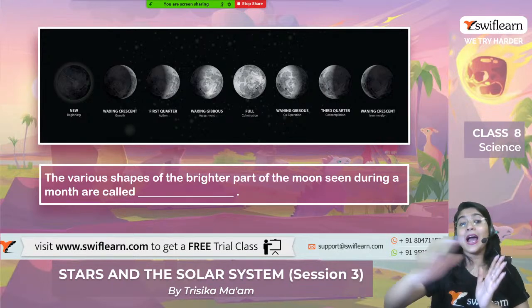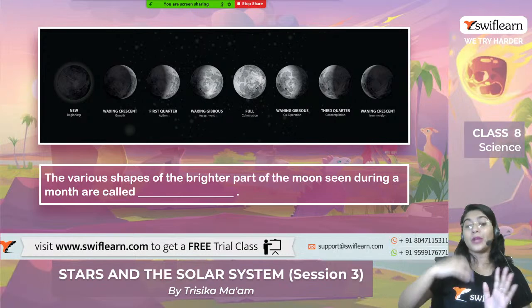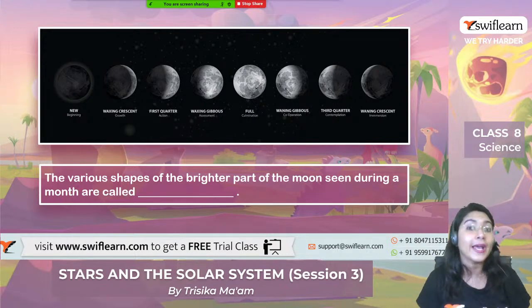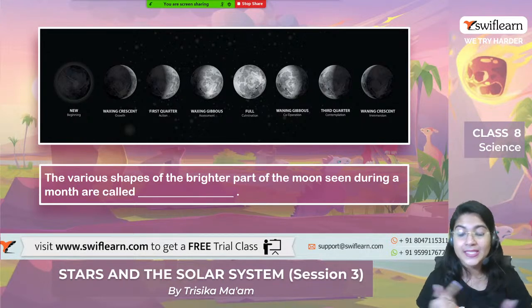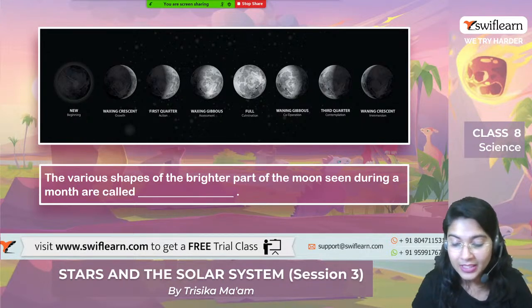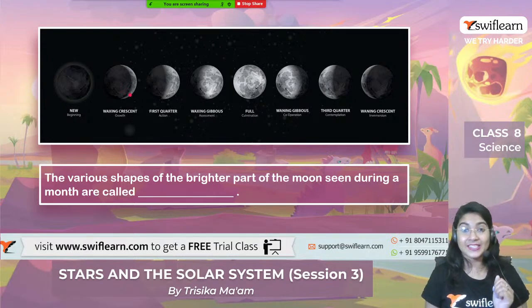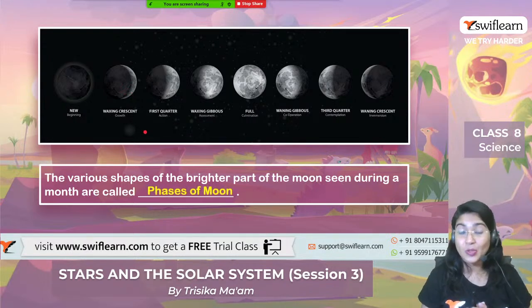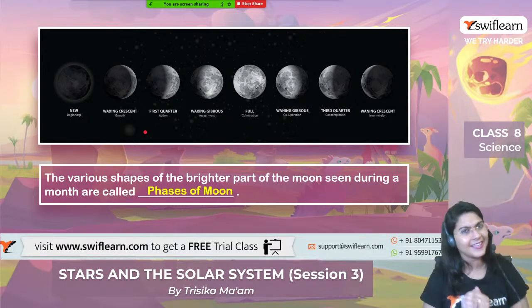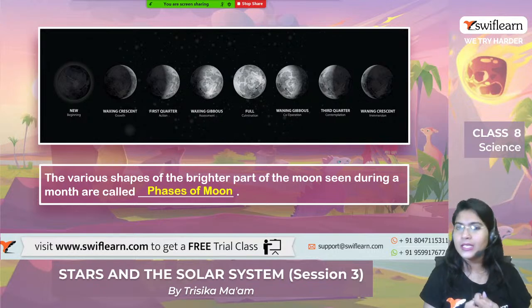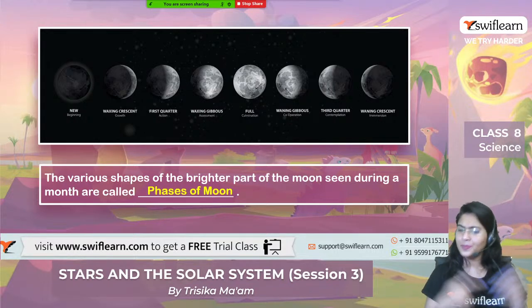So what are these various shapes of the brighter part of the moon seen during the month known as? Quickly say, let me see who can give me the correct answer. Yes, these are all known as the phases of moon. ठीक है? Clear है? You all remember now? Yes, we have already discussed all this in the previous session. So please give me the answer over here.